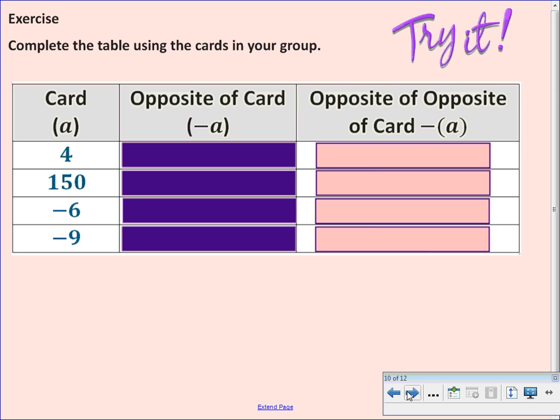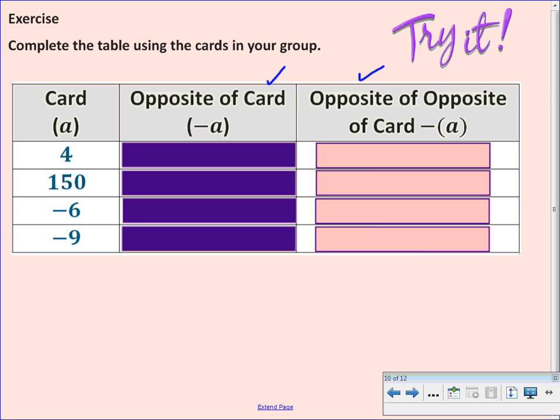Now you're going to try it. At your desk, there are 4 cards: 4, 150, negative 6, negative 9. Everybody's going to take a card, and you're going to work with your partners to find the opposite of the card, and then the opposite of the opposite of the card.